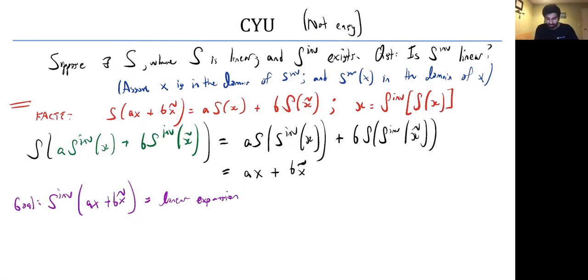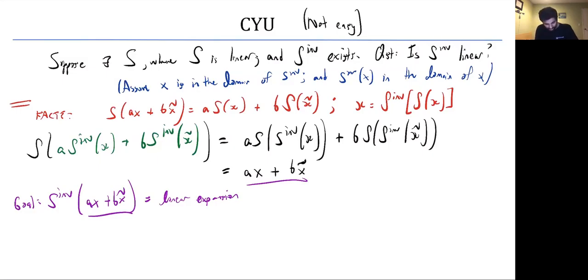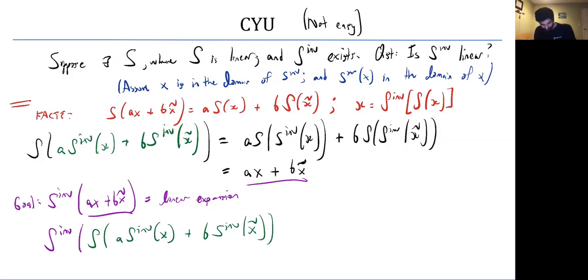Right, that was my goal from the outset. So here I have ax plus bx, here I have ax plus bx, so I can simply substitute. I can simply substitute, so I have S inverse of... So I've just substituted my expression for ax plus bx tilde.